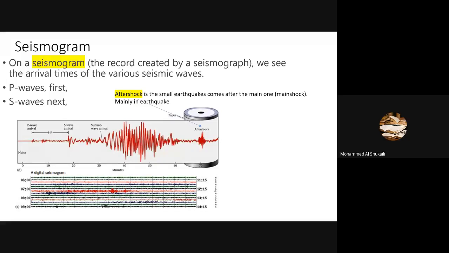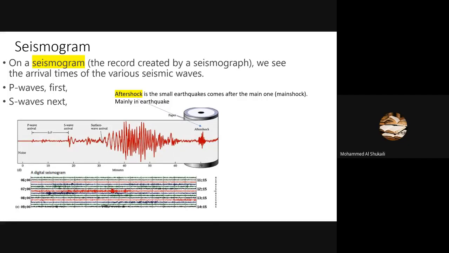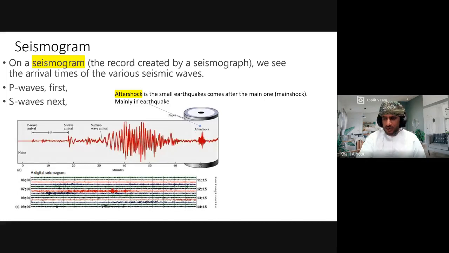Doctor, what do we call the arrival after the surface wave in the seismogram? What's your question again, Mohammed? The arrival after the surface wave? Aftershock. Yes, this is an aftershock. It happens actually... no. Between 30 and 60, this whole thing is surface wave. All of it is surface wave.